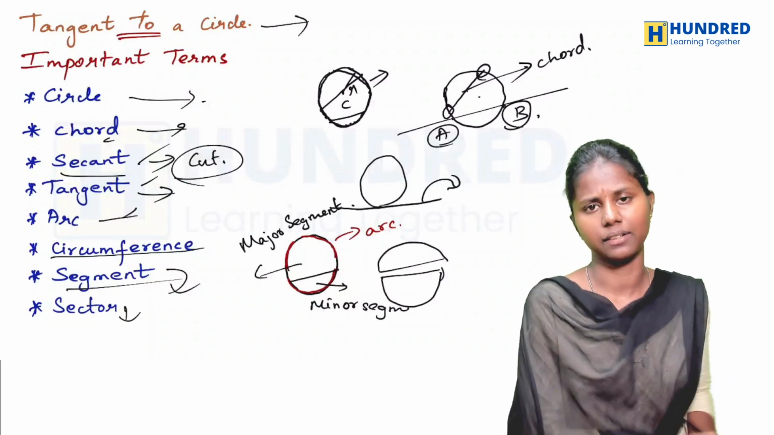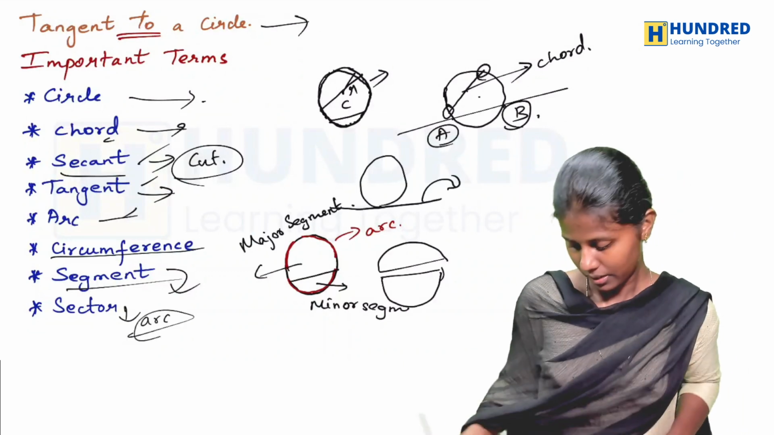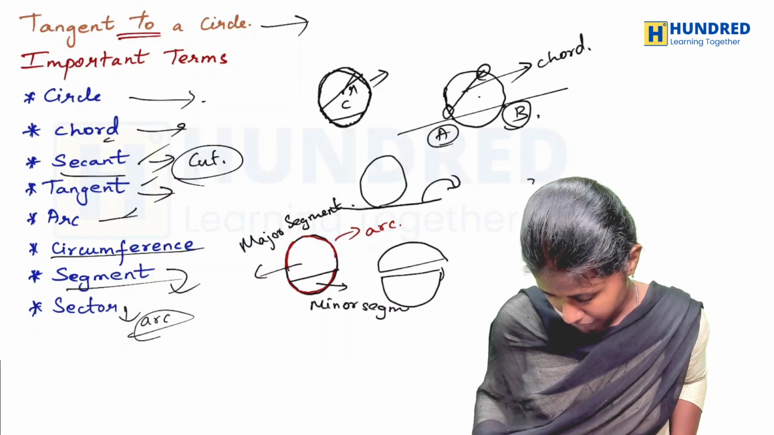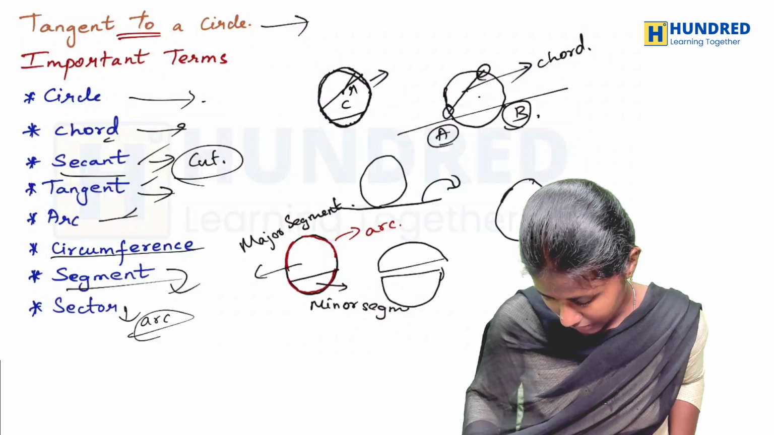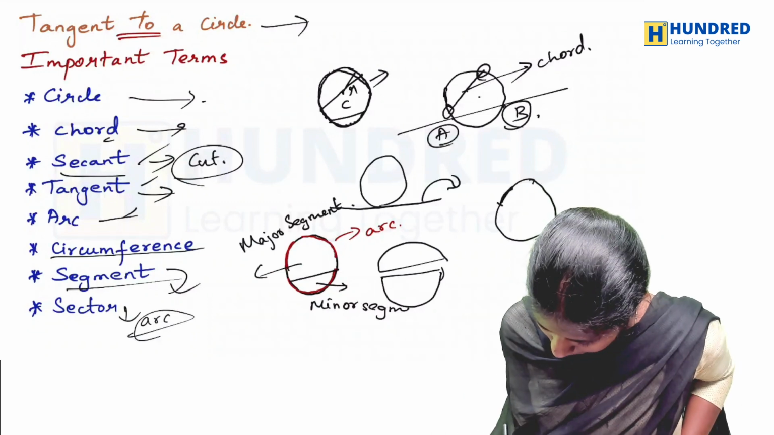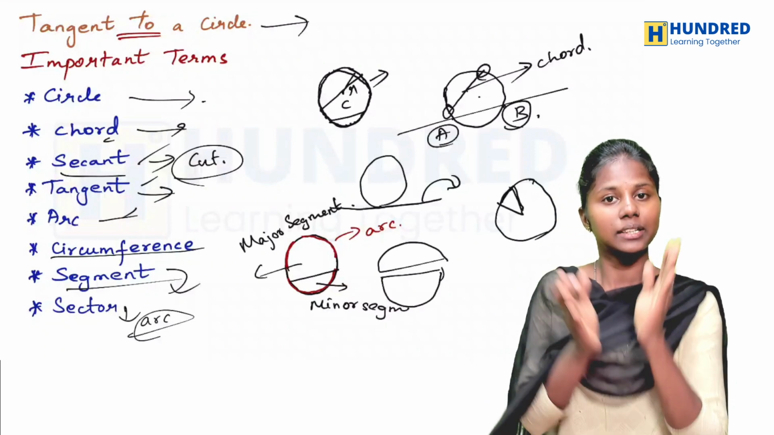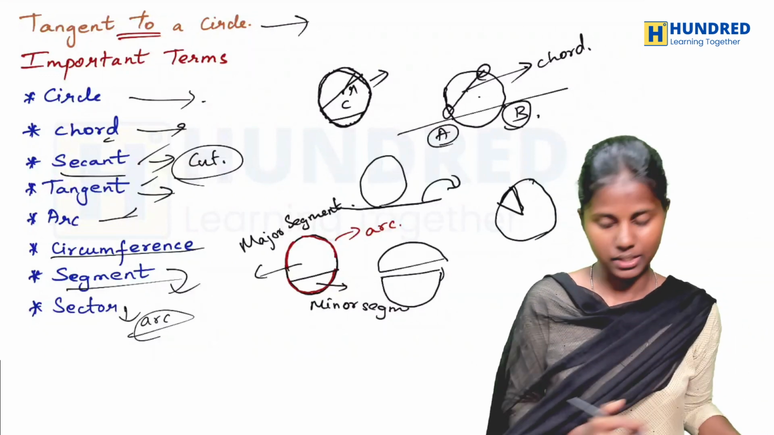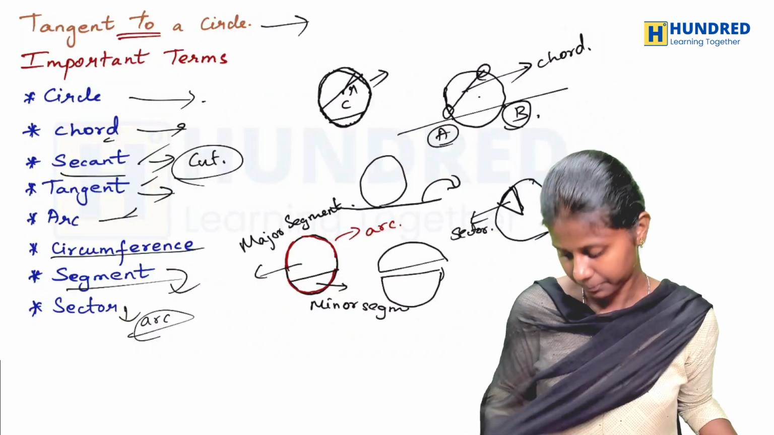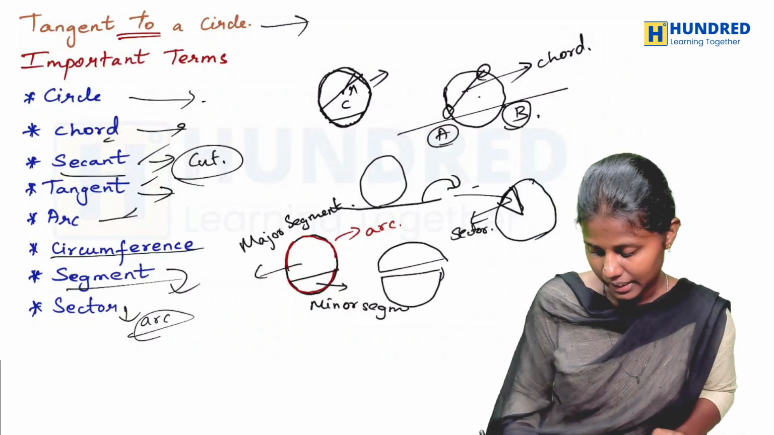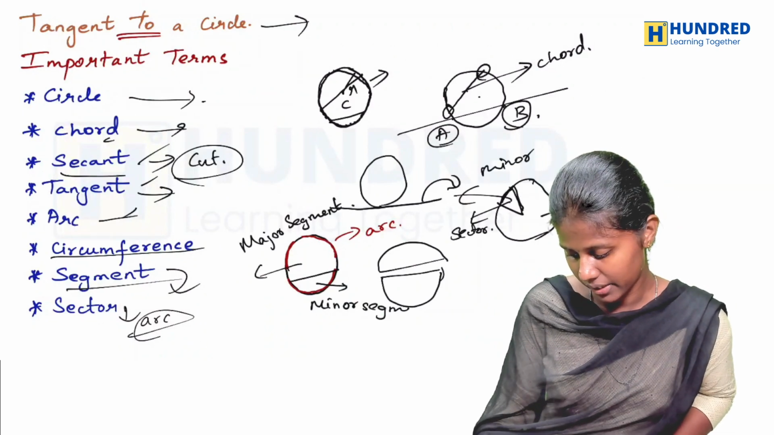And what is a sector? A sector comes when an arc plays a role. We have a circle and an arc which has been cut from the circle. This part is called a sector. This smaller sector is known as the minor sector and the larger one is known as the major sector.